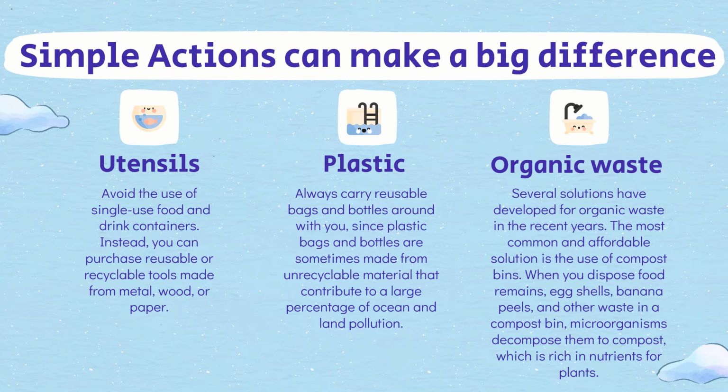Finally, organic waste. Several solutions have been developed for organic waste in recent years. The most common and affordable solution is the use of compost bins. When we dispose of food remains, eggshells, banana peels, and other waste in a compost bin, microorganisms decompose them to compost, which is rich in nutrients for plants. So basically, it can be used for better plantation instead of polluting the environment.